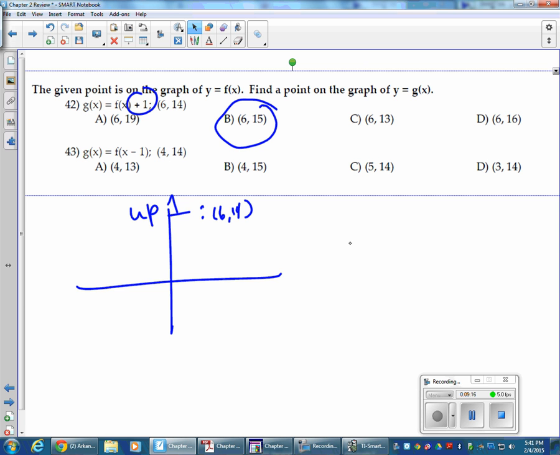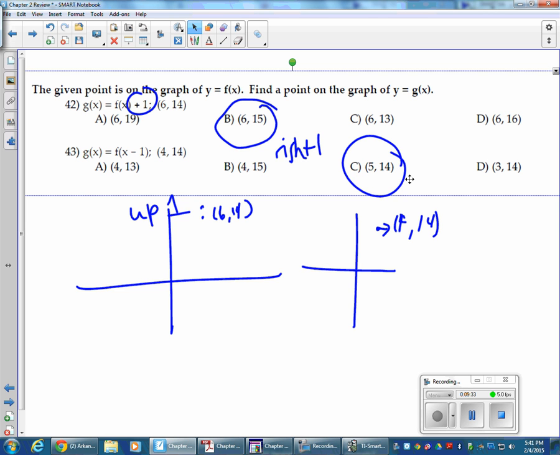All right, take a look at this one. If I have a graph, now there's a minus 1 inside the parentheses, which moves it right 1. So if I'm at 4, 14, and I move it right 1, that would put me at 5, 14. So that would be that. The number outside is your up and down, and the number inside is your left and right. And the inside is always opposite what you would expect it to be.